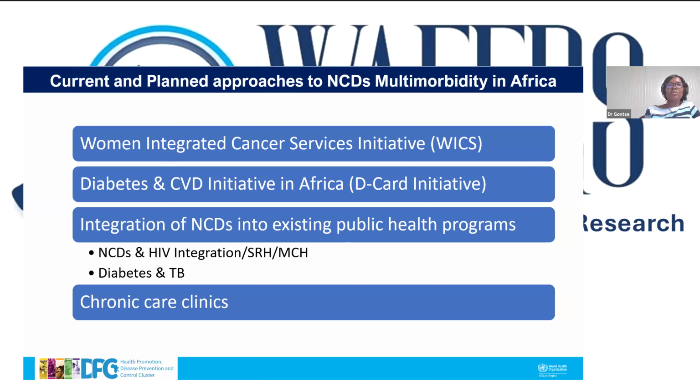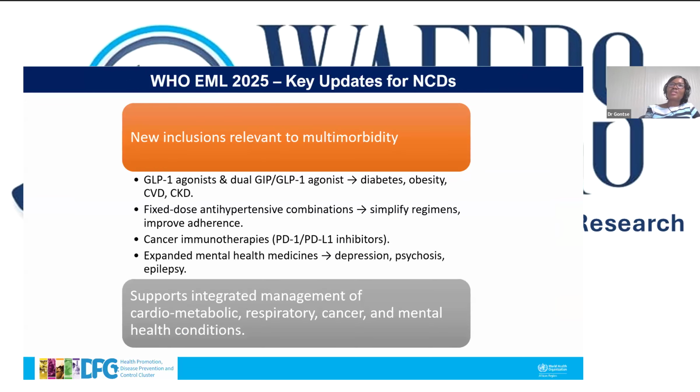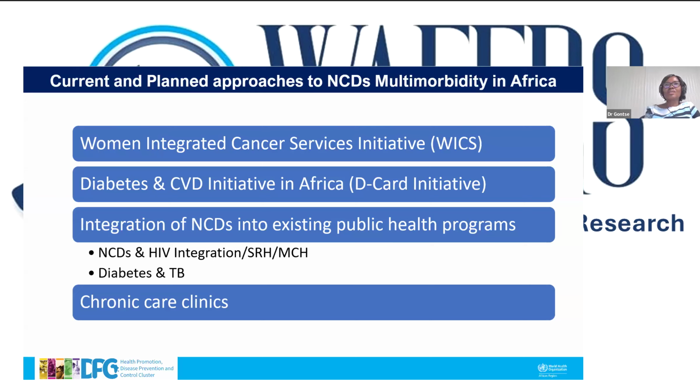And then we have what we call the Diabetes and Cardiovascular Initiative in Africa. This is an initiative that speaks to the integration of diabetes and cardiovascular diseases, mainly hypertension, because diabetes and cardiovascular diseases are more like twins. If we have hypertension or high diabetes, the chances are that we'll have the other one. That's why this initiative is currently being implemented in Ghana and Uganda.